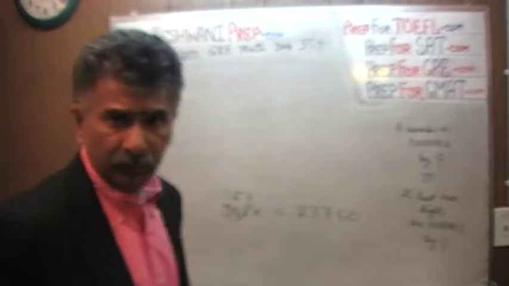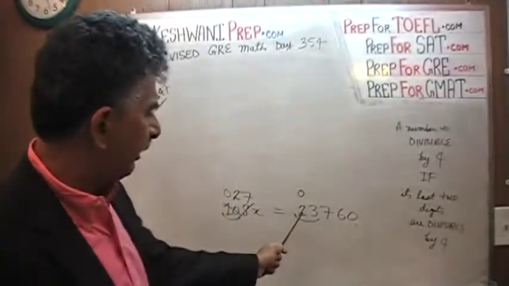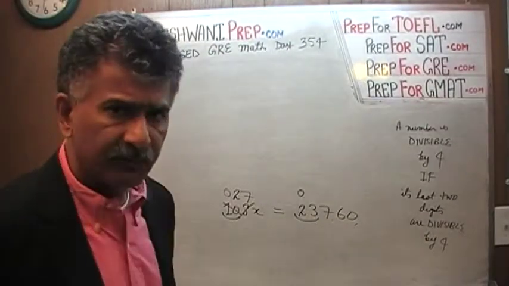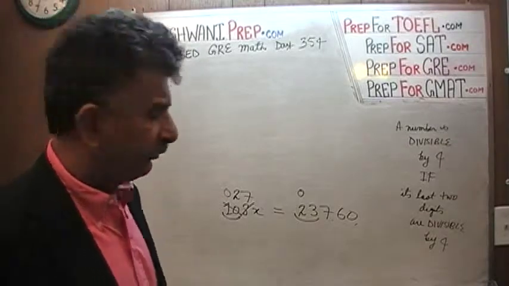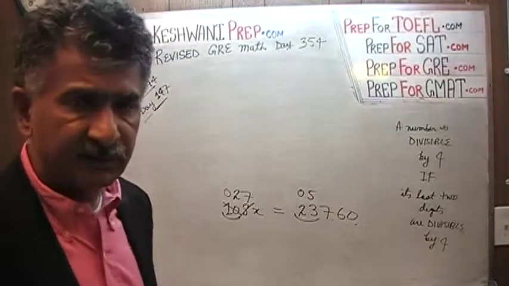How many 4s in a 0? 0 has no 4s. This 2 goes, how many 4s in a 2? 2 has no 4s. This 2 goes and joins the 3 becomes 23. How many 4s in a 23? 23 has 5 4s. 5 4s are 20. The remaining 3 goes and joins the 7 becomes 37.